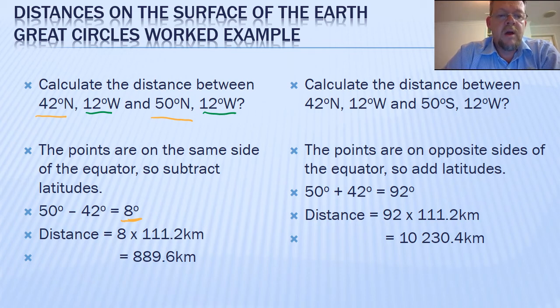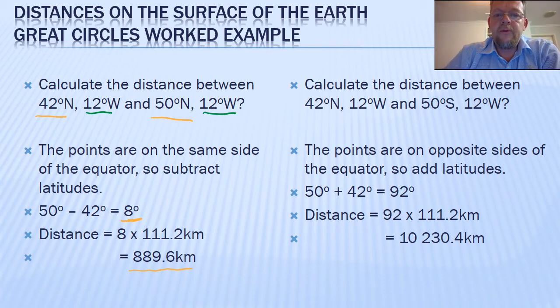Now just remember, if the points are on the same side of the equator, we're just going to subtract the latitudes. So the answer is just going to be 8 degrees times 111.2 kilometers for a total of 889.6 kilometers. Let's have a look at the next one.